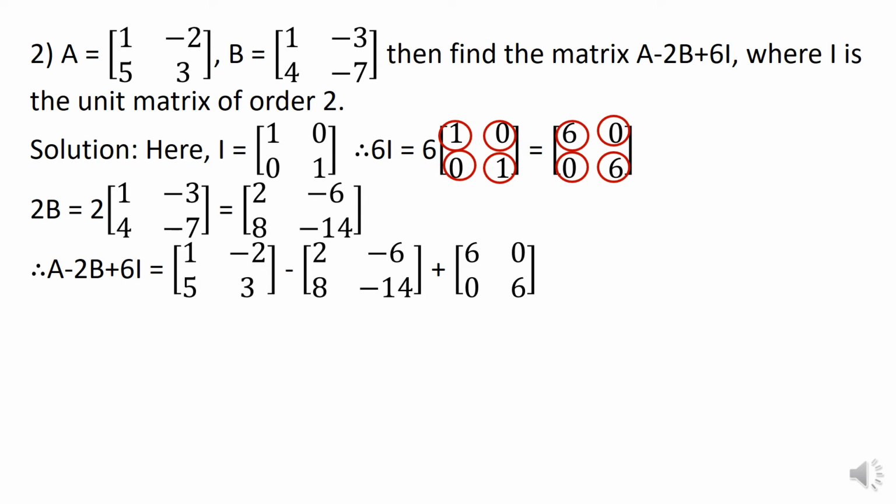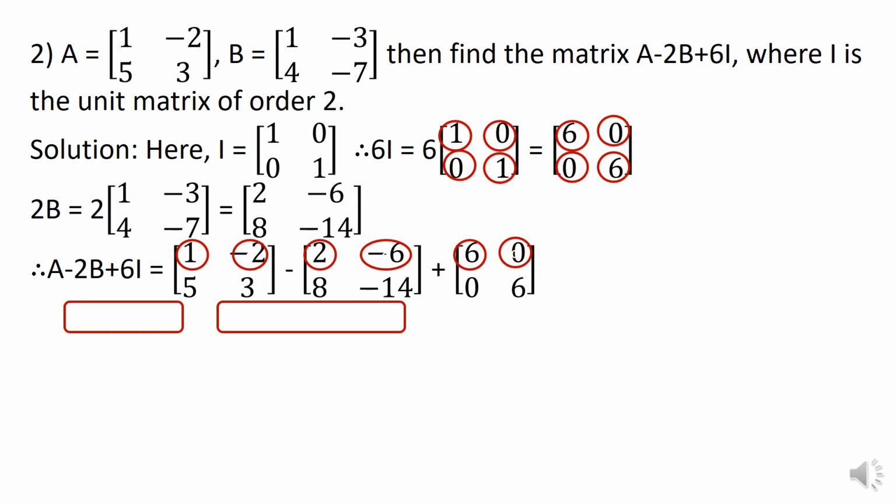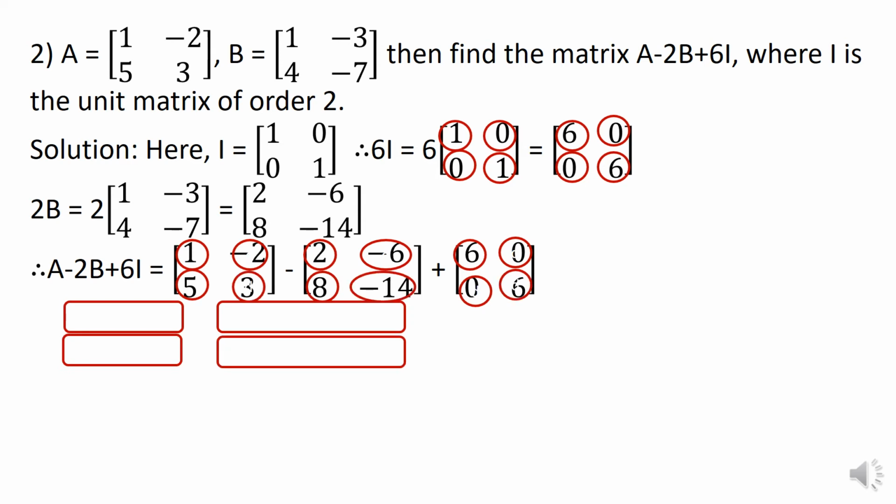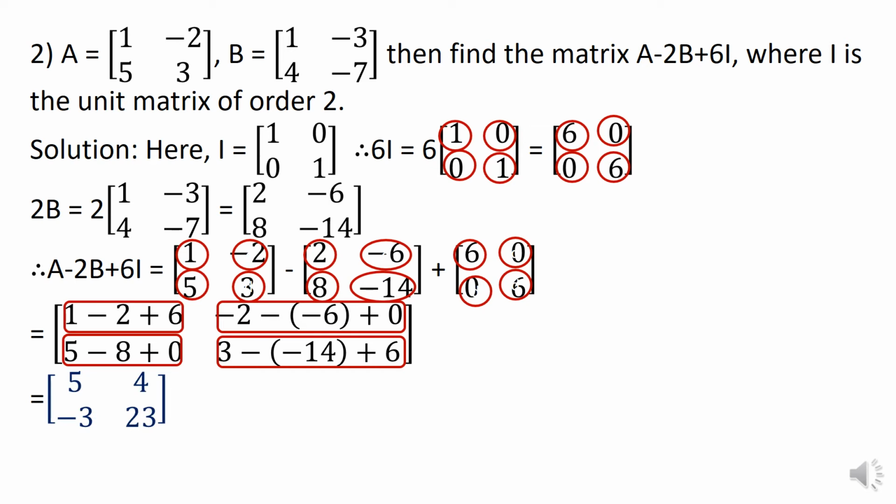That is A and 2B. 2B is subtracted from A. And then the answer is added to 6I like this. So 1 minus 2 plus 6. Similarly, in the next position, minus 2 minus minus 6 plus 0. In the third one, 5 minus 8 plus 0 is done. And in the fourth position, 3 minus minus 14 plus 6 is written. Thus, we do the operation this way. And by algebraically adding all the numbers together, we get the answer matrix.